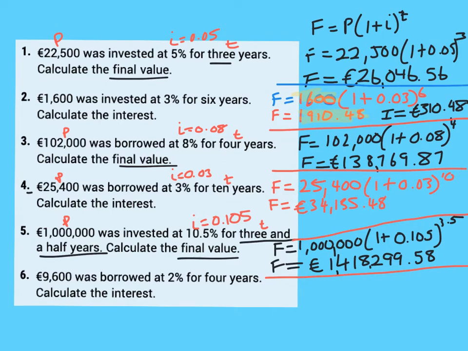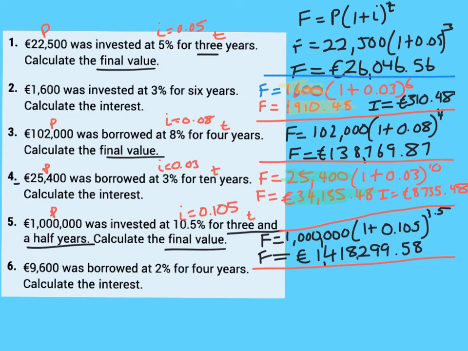And again, all I'm going to do here is take my 34,135.48, and I'm going to take 25,400 from that, and that will give me my interest value. So my interest value then will be I equals 8,735.48. And I'm going to do the very last one then, and then I'll just pop up the answer.